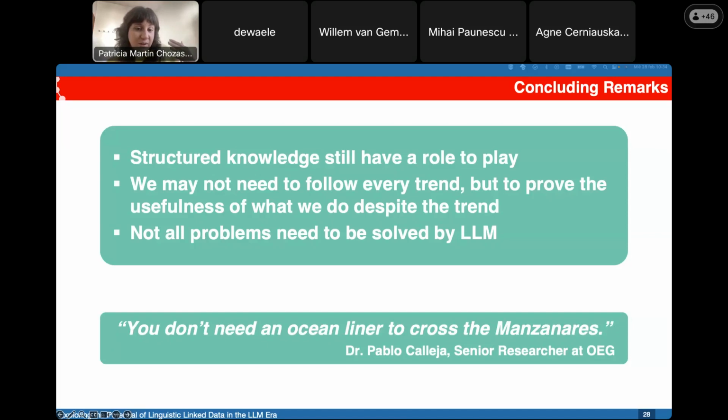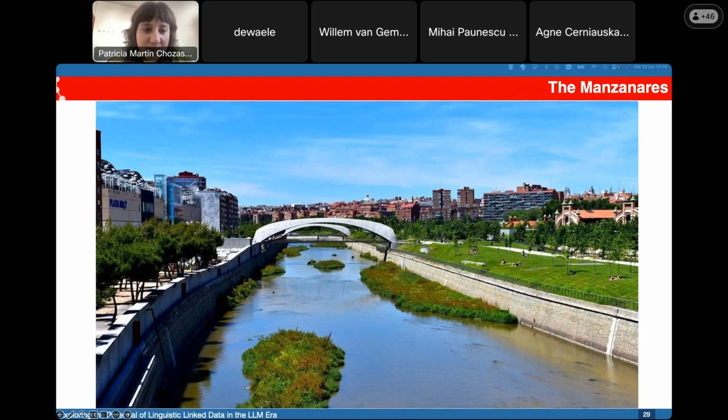The Manzanares is a very small river here in Madrid. So we don't need a huge ship to cross a small river. Okay, and just as an illustrative example, this is the Manzanares. This is just for you to see that it's very small, and yes, it's like a metaphor of what I wanted to communicate here today.